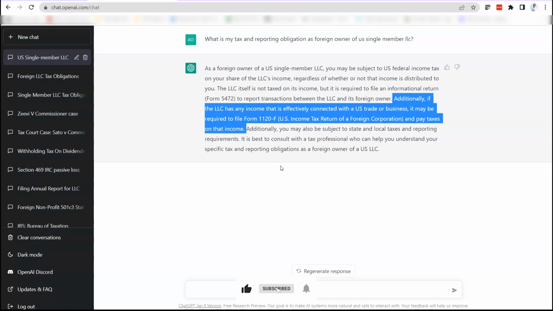But I love ChatGPT. It's great. I like the way things are formatted, but you have to be very, very careful when using it.